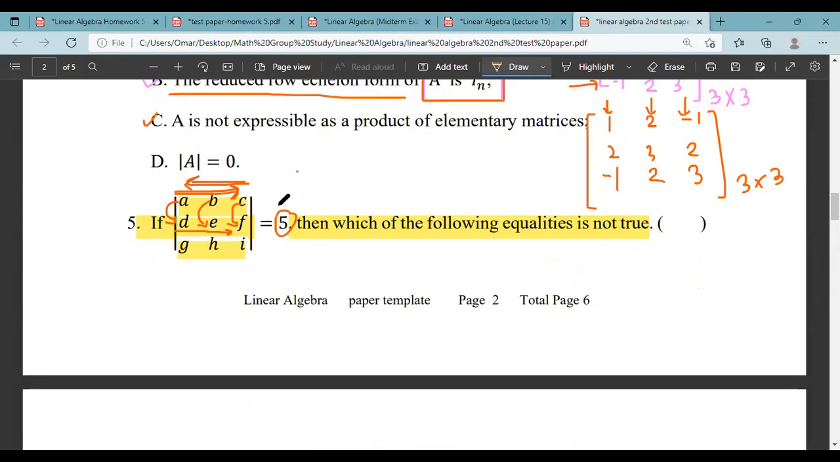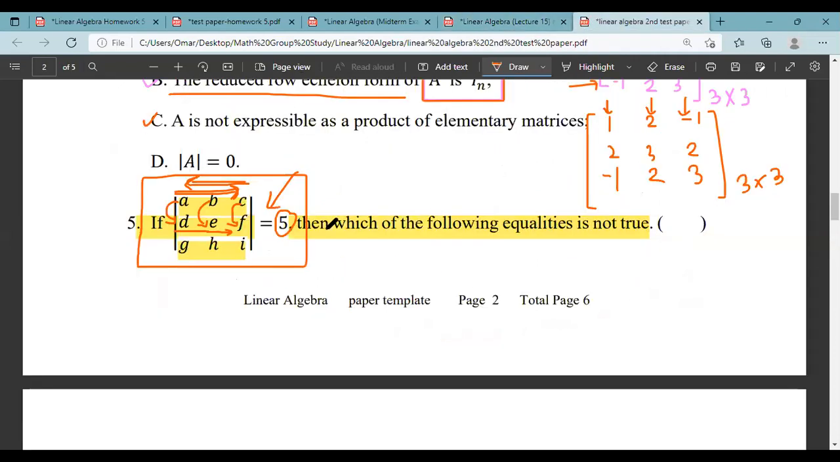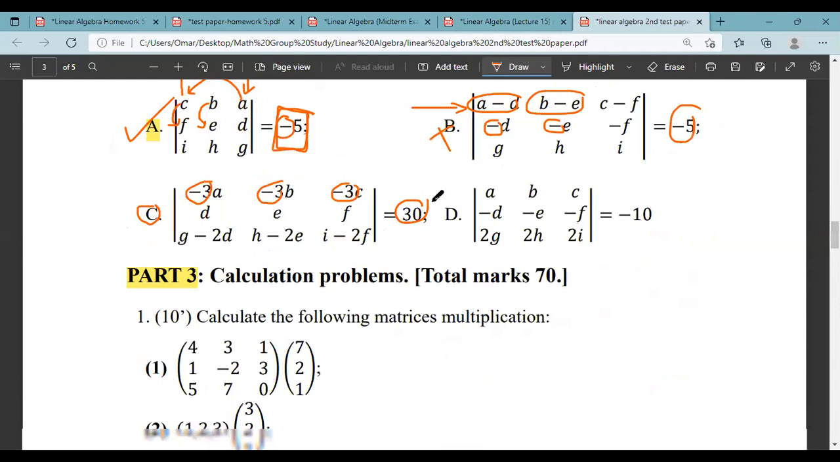From the given value, this part equals 5. So we have just taken minus 3 out, and then we write down 5 here. So minus 3 multiplied by 5 is minus 15. But here it is written as 30. So this is also not true.